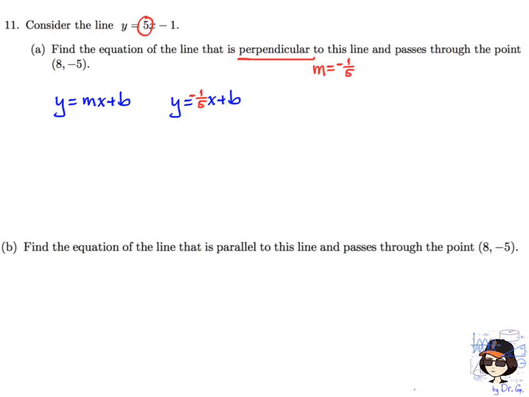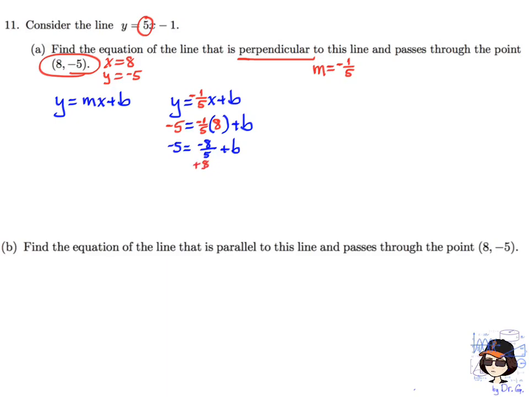So to find the number b, we're going to use the given point. The line has to contain the point (8, -5). So those coordinates, x equals 8 and y equals -5, have to satisfy the equation of the line. So let's use those coordinates to try to find the number b. Plugging those two numbers in here, we get -5 equals -1/5 times 8 plus b. And simplifying just a tiny bit, we get -5 equals -8/5 plus b. So we can solve that for b.